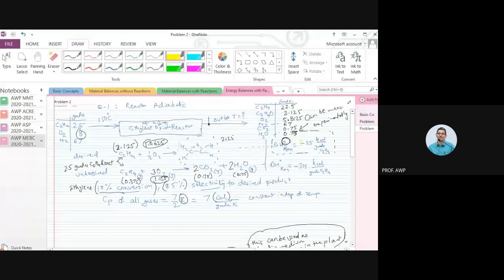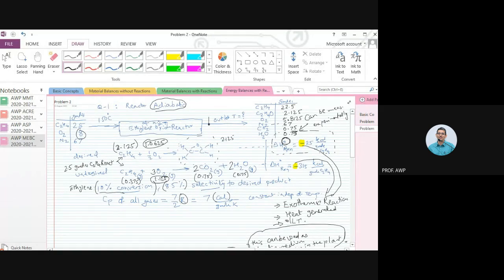Again, just to repeat, just to make sure everybody is comfortable, this minus sign is going to indicate that it is an exothermic reaction. Exothermic reaction means heat is generated when the reaction happens, and if I am maintaining adiabatic conditions, the outlet temperature will be higher than inlet temperature. Do you agree with this?